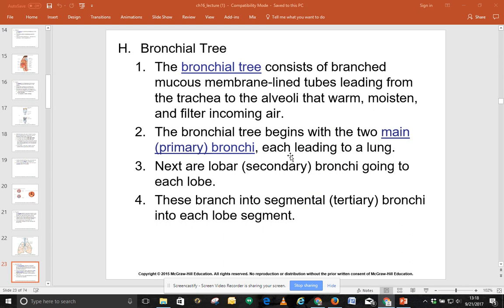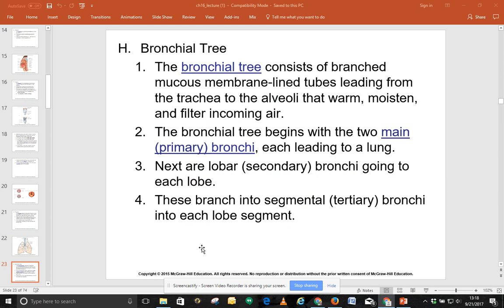So then we have the bronchial tree, and the bronchial tree consists of the branching mucous membrane lined tubes leading from the trachea to the alveoli. Now, the bronchial tree continues to warm, moisten, and filter incoming air. So, as you can see, as the air is moving in toward your lungs, it continues to be filtered and warmed to try to make it acceptable to your lungs. The bronchial tree begins with two main primary bronchi, each leading to a lung, and that's going to be the left and the right, which we showed you up here.